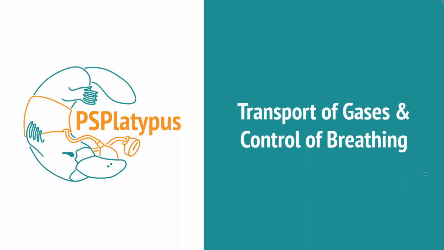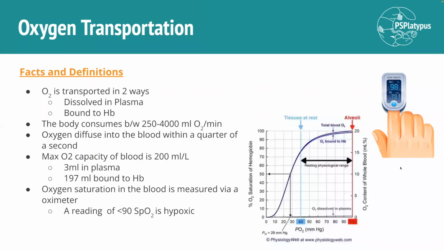Cool. So to begin, we'll be talking about oxygen transportation. Oxygen is transported in two ways. It's either dissolved in plasma or bound to hemoglobin found in our red blood cells. The body consumes between 250 mL and 4 liters of oxygen per minute, with the latter being during exercise. The maximum capacity of blood for oxygen is 200 mL per liter at atmospheric pressure, where 197 mL is bound to hemoglobin and 3 mL is in plasma, showing that most of the oxygen in our body is bound to our red blood cells.